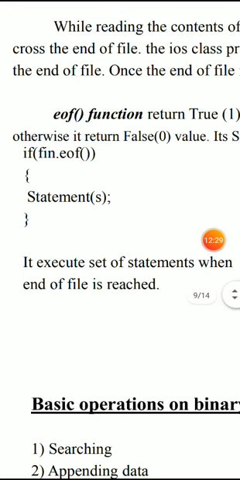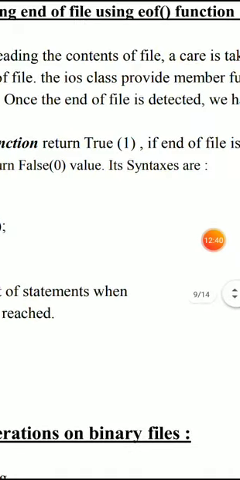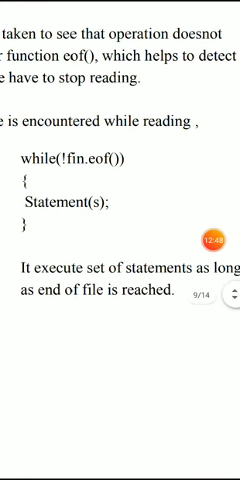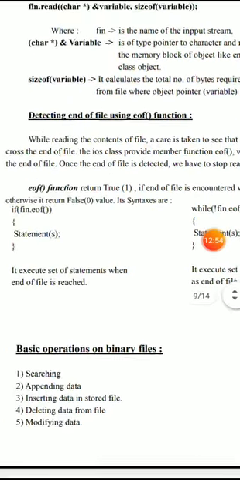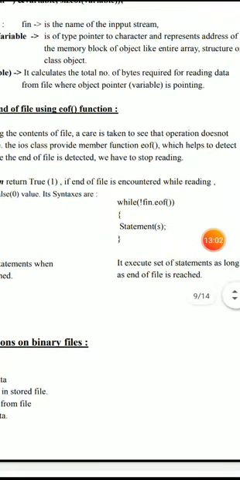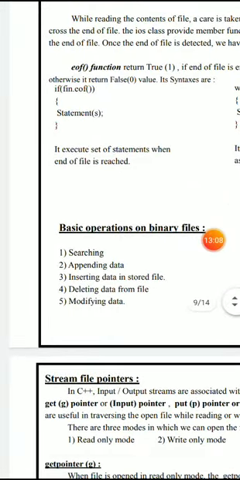In the first example, the if fin.eof statement executes the set of statements specified between a pair of parentheses once the end of file is reached. In the second example, while not fin.eof executes the set of statements specified between a pair of parentheses as long as the end of file is not reached. So here there is a difference. In the first example, once the end of file is reached, it will start executing the statements. In the second example, the statements are executed till the end of file is reached. I hope this concept is clear.